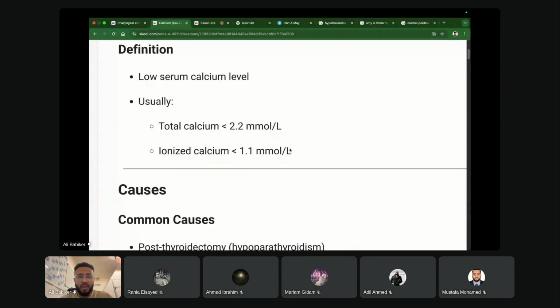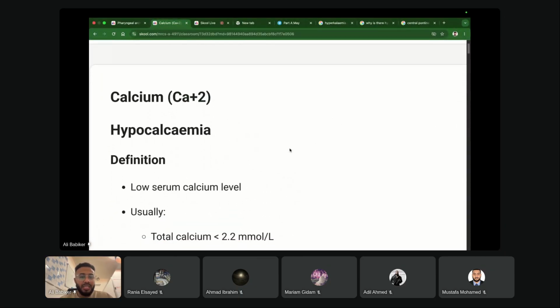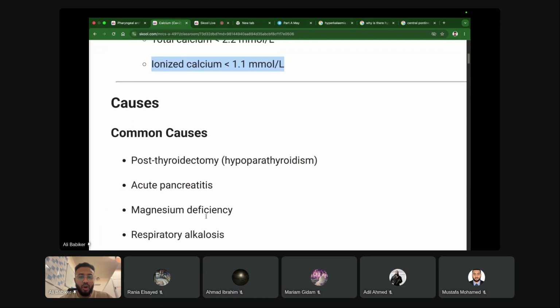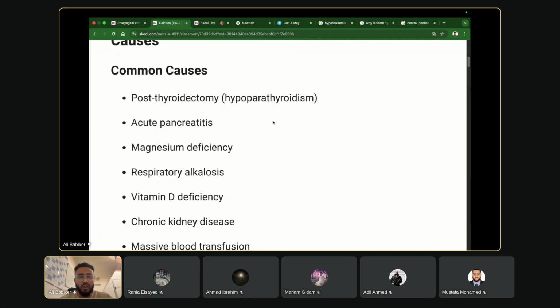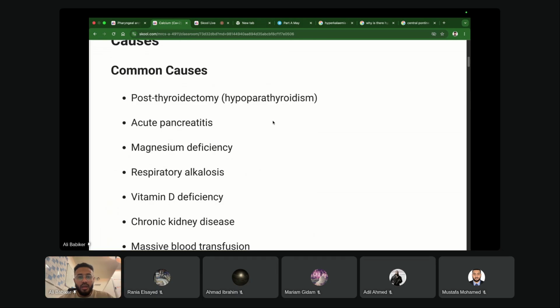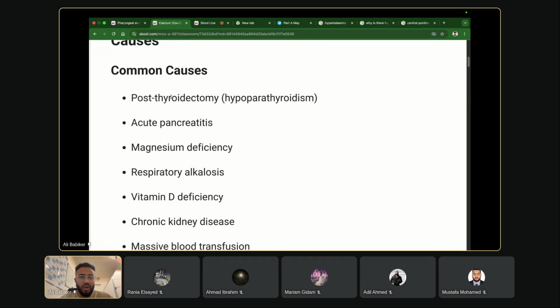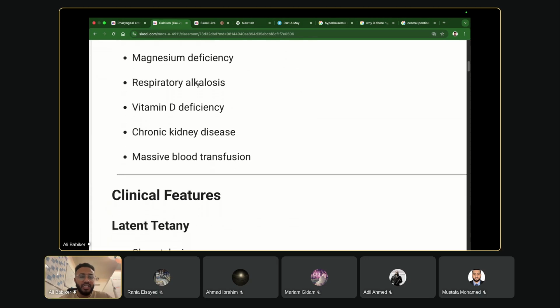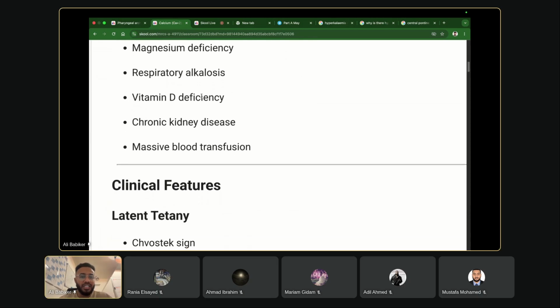Calcium. All right. Hypocalcemia definition: low serum calcium, usually total calcium less than 2.2 millimole per liter, or ionized calcium less than 1.1 millimole per liter. Causes: thyroidectomy, which when you take the thyroid, there's likelihood you take the parathyroid. Acute pancreatitis, magnesium deficiency, respiratory alkalosis, vitamin D deficiency, chronic kidney disease, and massive blood transfusion.